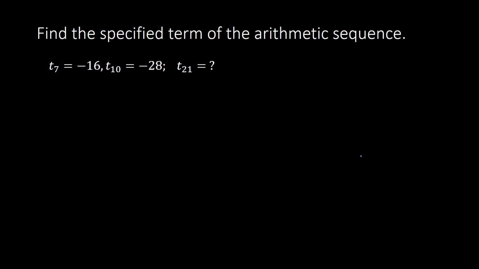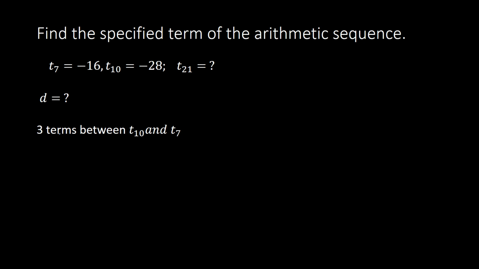Now this here is level 1 difficulty, and here is going to be a level 2 difficulty, where we are given two terms. So term 7 is negative 16, term 10 is negative 28, and our objective is to find term 21. However, given the formula, we don't know the common difference and we don't know the first term.